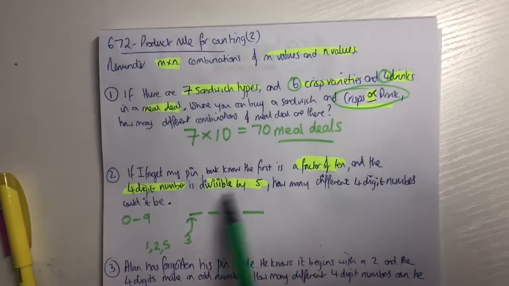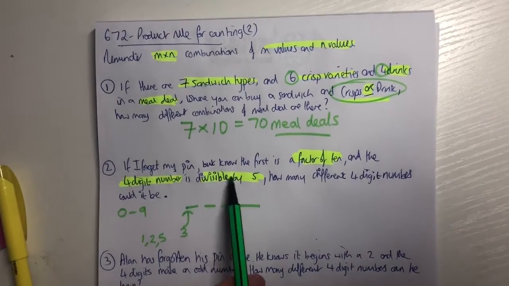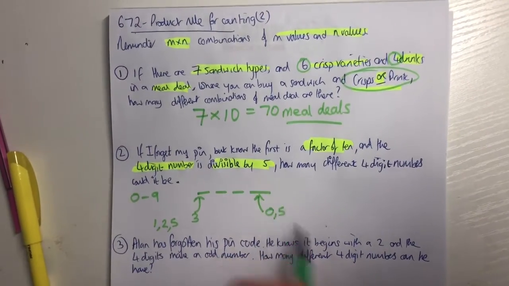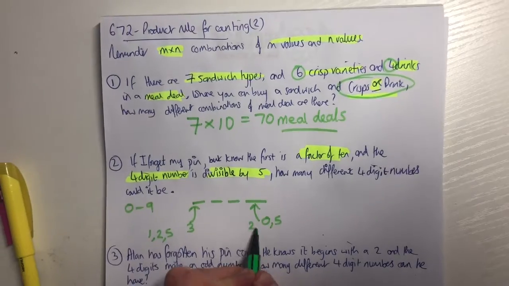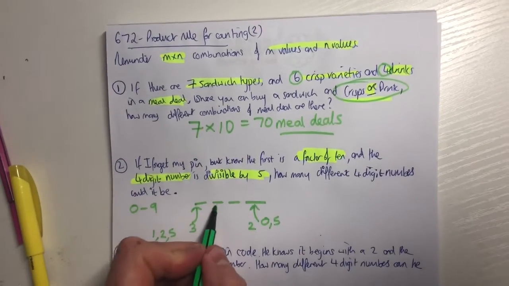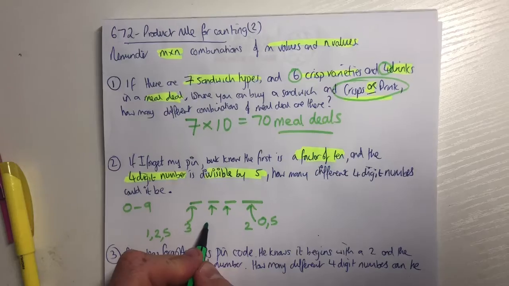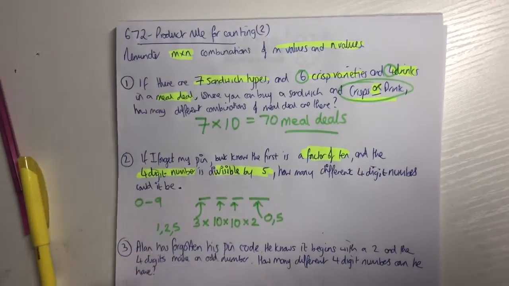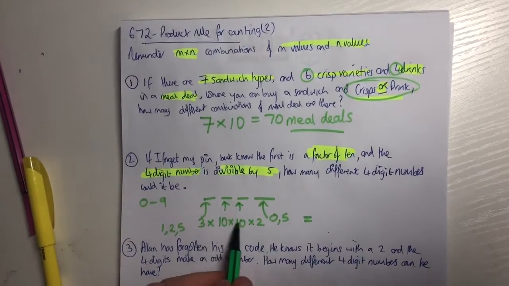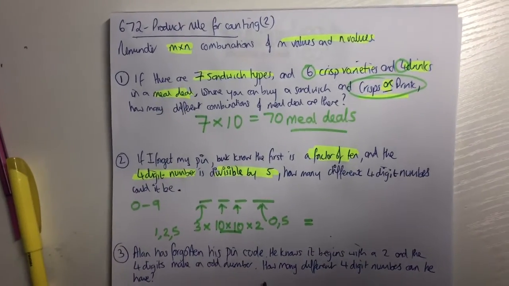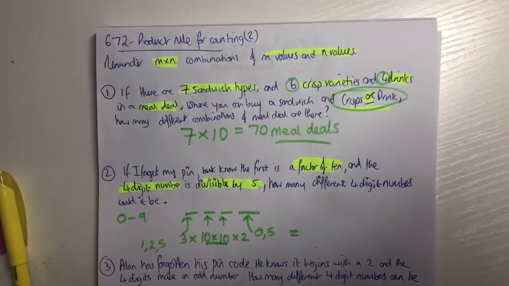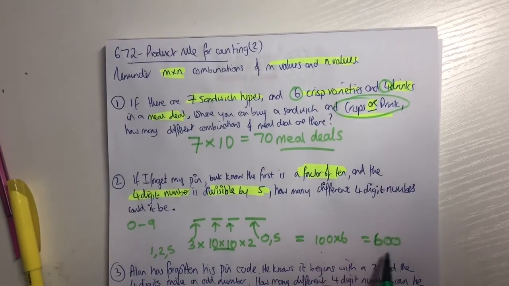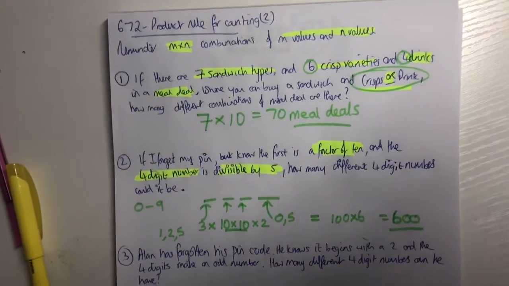What else does it say? It's 4 digits, we've got that, and divisible by 5. So to be divisible by 5, this end one has to be 0 or 5. So there's only 2 choices. Now the other 2 can be anything between 0 and 9, which there are 10 choices for each. And then you would times it together because that's the product rule. So 3 times 10 times 10 times 2. Well, I'm going to do 10 times 10 first, which is 100. And then 3 times 2 is 6, which makes 600 different 4-digit numbers.